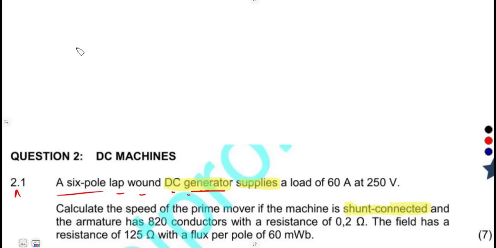So let me just have a sketch of how this is going to look like. So we have got a generator. I'm going to have it here supplying the current on the other hand. All right. So that's here.